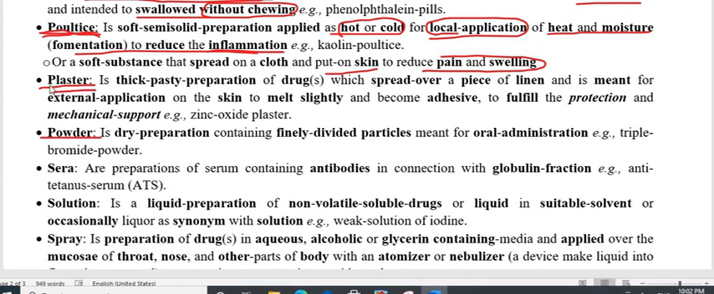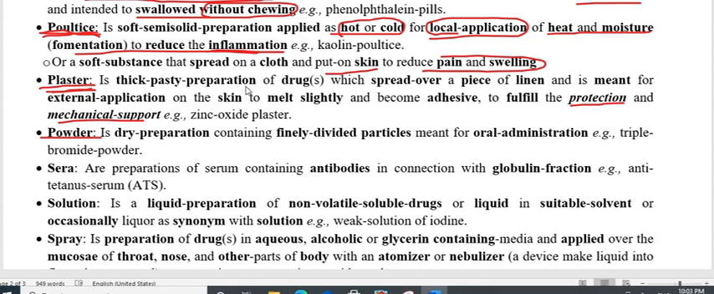Plaster is usually a powder that we mix with some liquid, particularly water, to make it pasty. When we apply it over linen or using more accessories, we use it as protection. Particularly we use this in case of fracture for mechanical support.